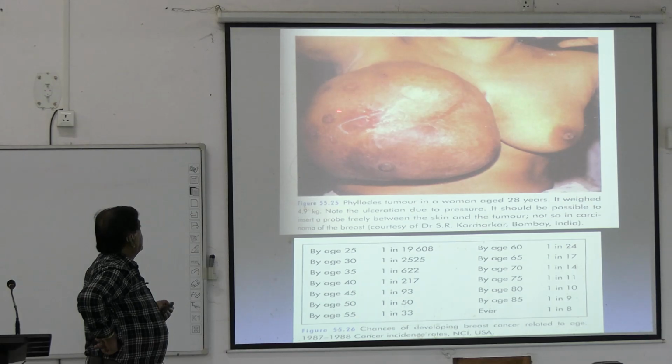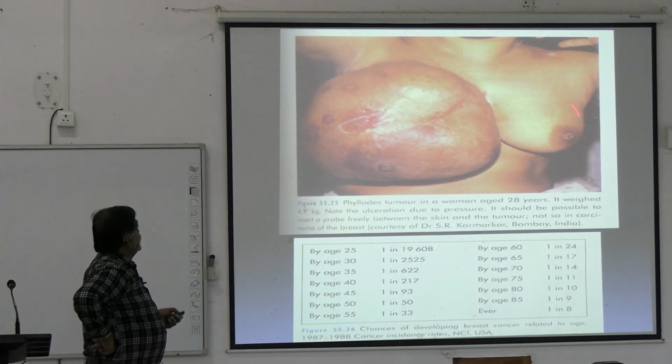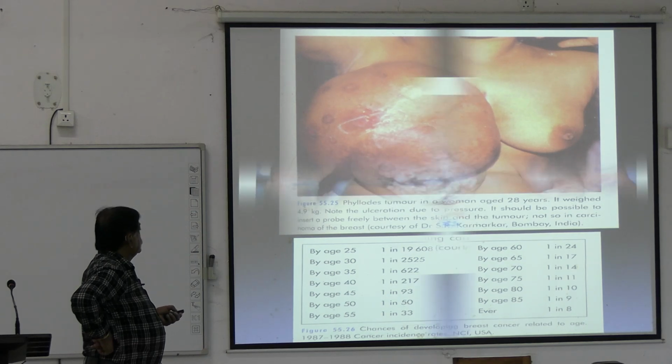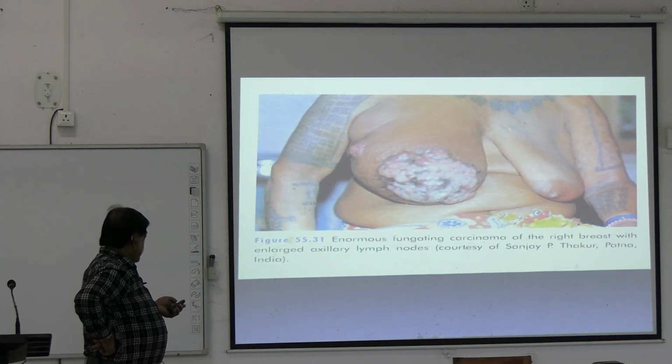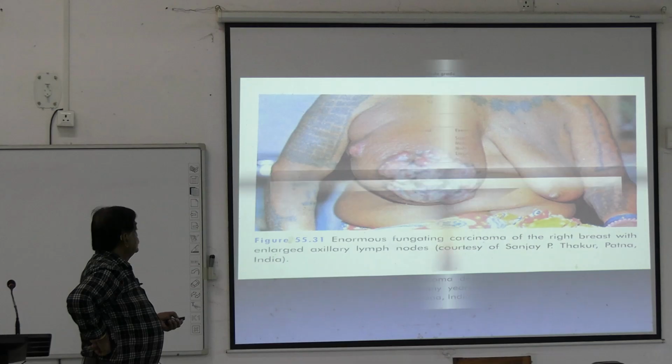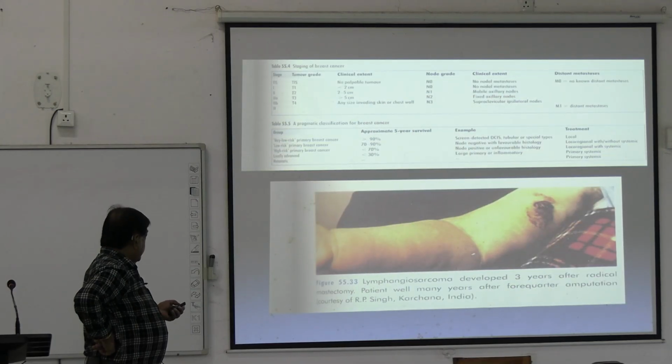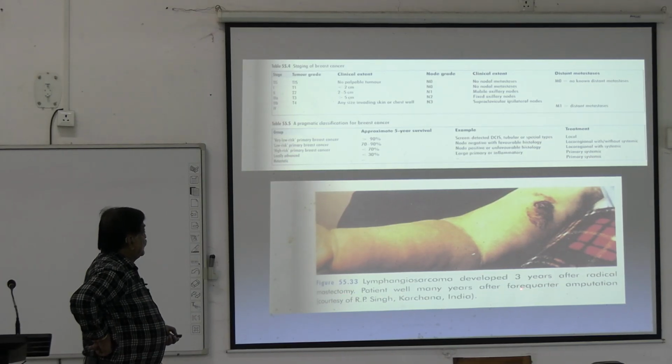Now this is huge, but it is a non-malignant condition, so you can remove it. This is an enormous fungating carcinoma of the right breast with enlarged axillary lymph nodes. Lymphangiosarcoma developed 3 years after radical mastectomy. Patient well many years after amputation of the upper limb.